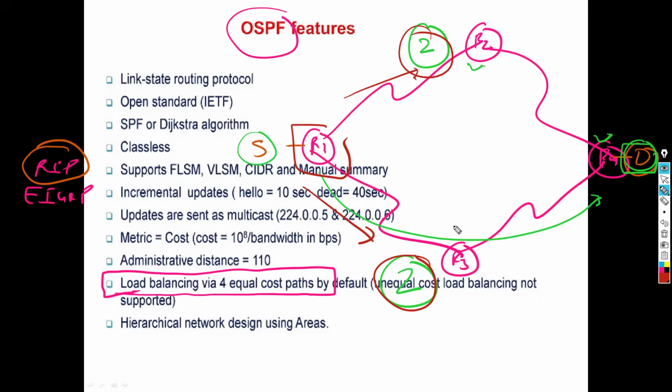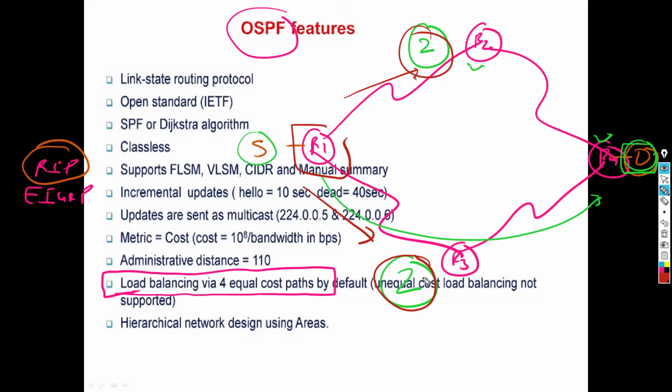To reach any destination, if you have multiple routes with the same metric, then the router will install all the routes into the routing table, and it will always do load balancing. And what is it called? It's called equal cost load balancing. So RIP, EIGRP, and OSPF protocols support equal cost load balancing.